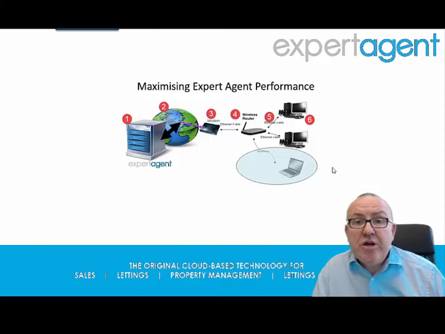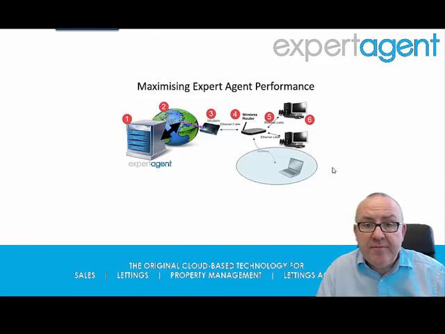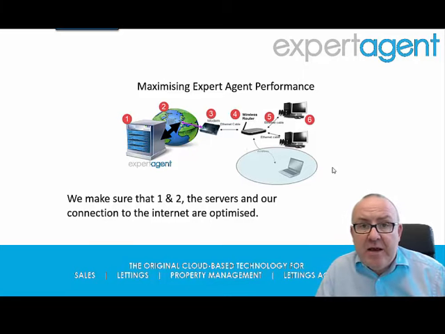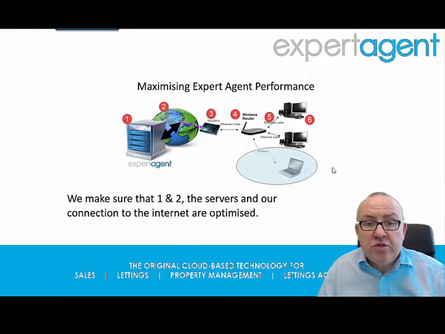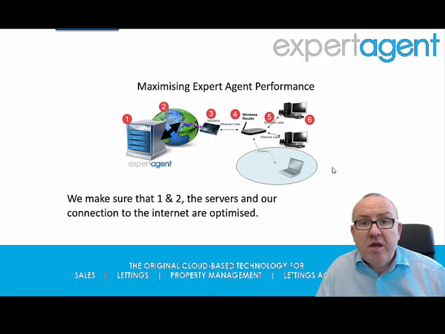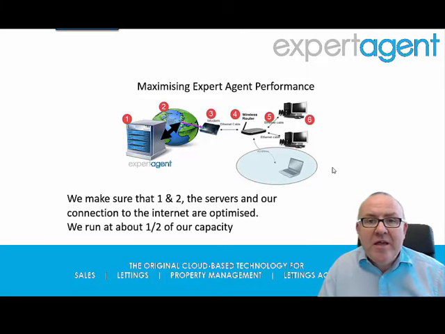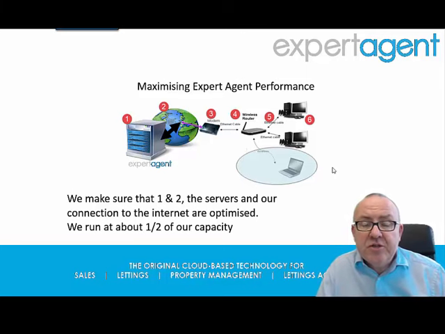So I'm going to use this diagram throughout the process that we're doing now. Steps 1 and 2 on the far left are the ones that we look after. They're our servers and our connection to the internet. And all I can do is reassure you that we spend a fortune to make sure they're as fast and as reliable as possible. We run the servers that we've got there at about 50% of capacity at any one time, and they've got redundancy, which means that if a component fails, there's a second component that does the same job that clicks in straight away.